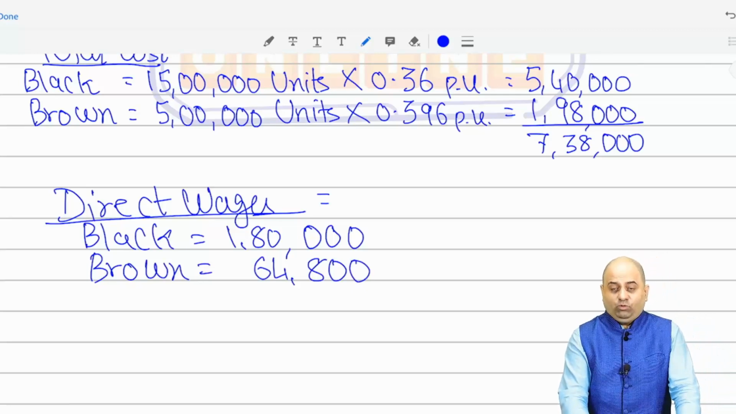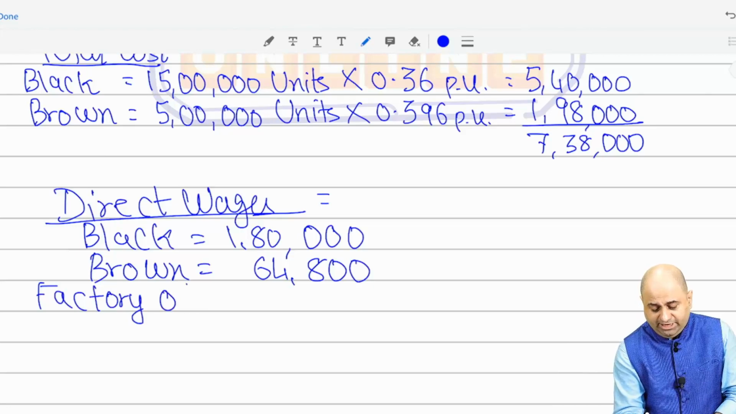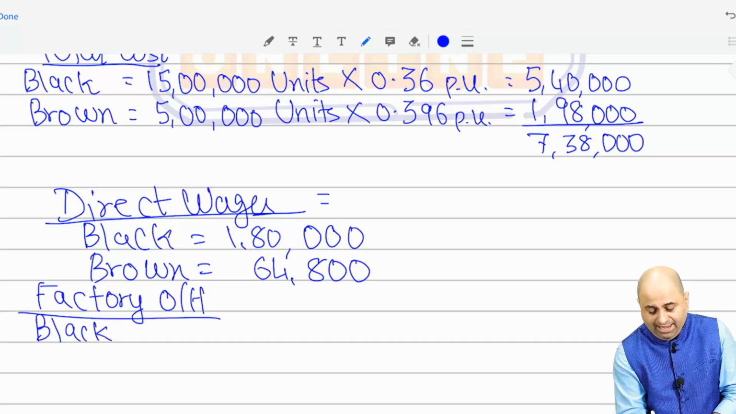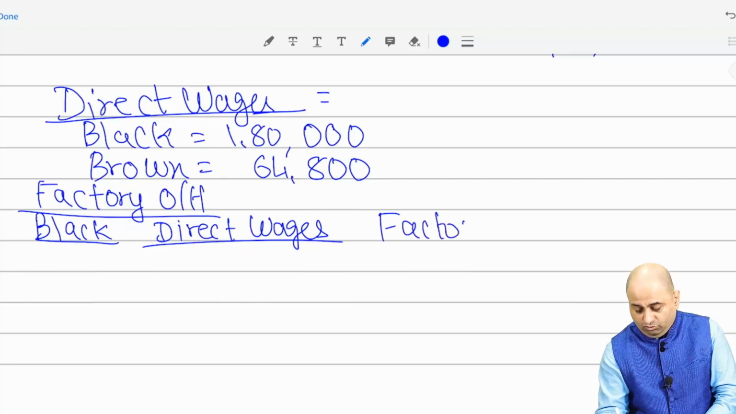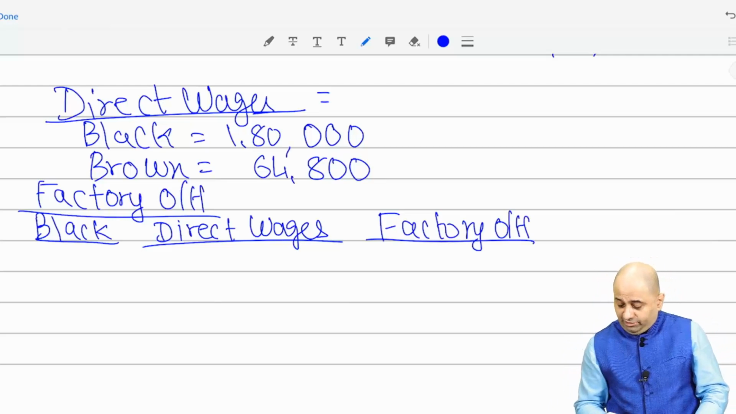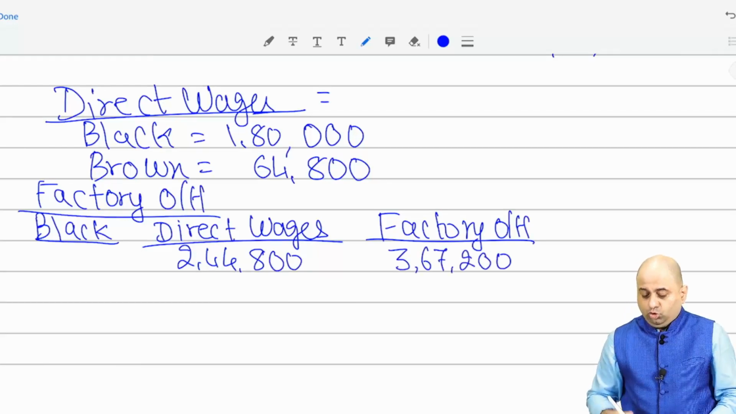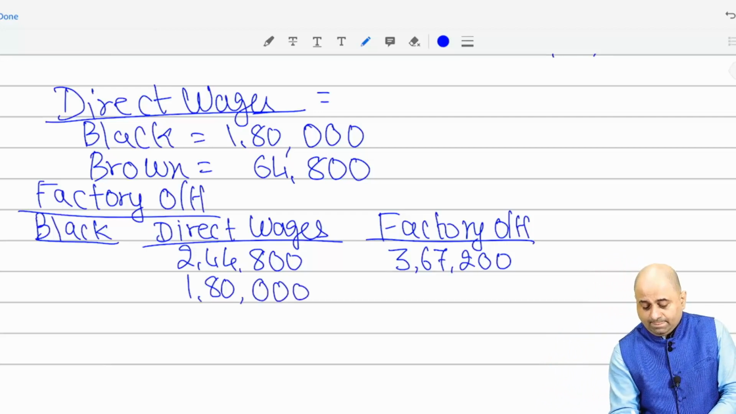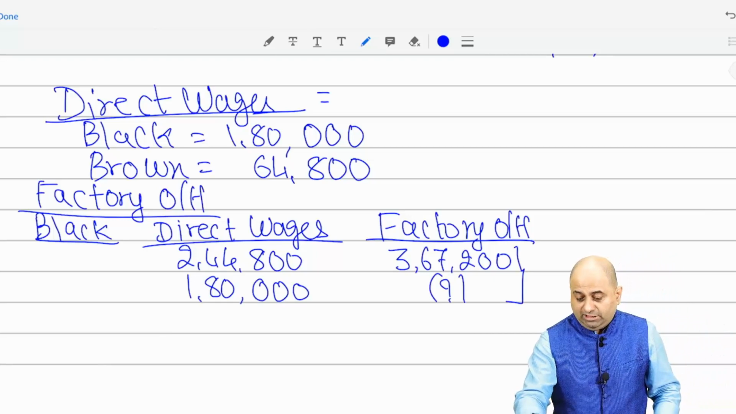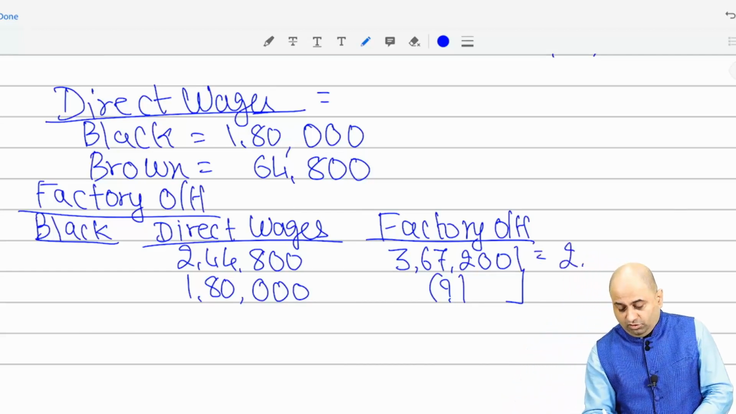You are told that factory overheads, that is production overheads, are proportionate to direct wages. So how to calculate? It varies with direct wages. I'll just show you for black. Certainly you can do brown on your own. Your total direct wages are 244,800 and your total factory overheads are 367,200. So if on 244,800 your factory overheads are 367,200, then for 1,80,000, how much will be your factory overheads? If you do the cross multiplication, 1,80,000 into 367,200 divided by 244,800, you get the answer of 2,70,000.